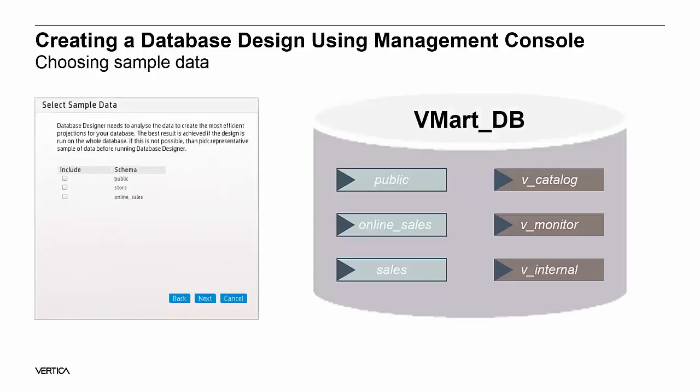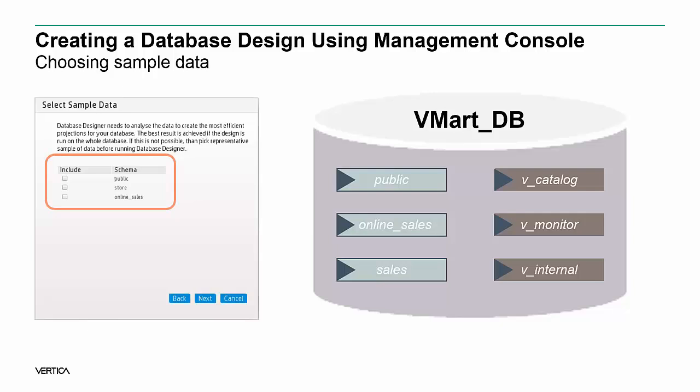In order to optimize your database design, the DBD will need a set of representative data to compare against your queries. We're looking at the schema definitions in the sample database vmartdb. This sample database is included in your Vertica installation. There are 3 schemas in this database that contain company data.